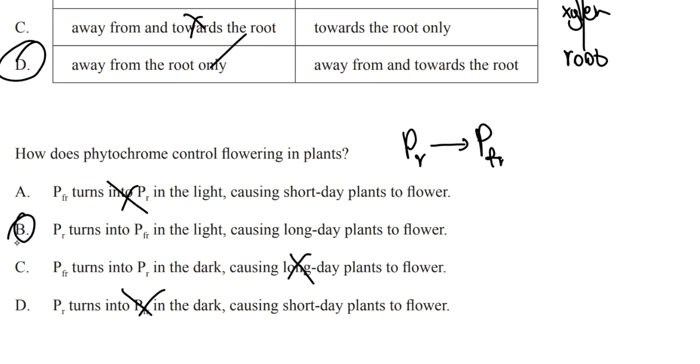Let's see. PR turns into PFR in light, and long day plants, well, if it's a long day, there's going to be a lot of light, and this reconversion back to PR is not going to be as high. So we're going to have this super high concentration of PFR, and that seems to be what causes long day plants to flower. So B seems to be correct.